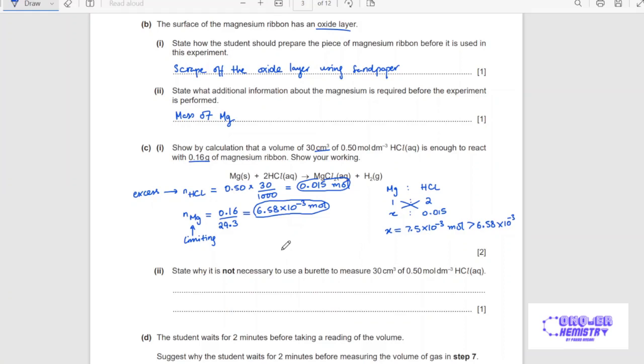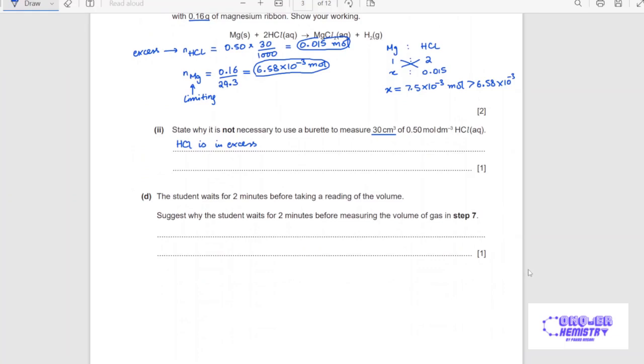Now part 2 says, state why it is not necessary to use a burette to measure the 30 cubic centimeters of HCl. Well, the reason is that it is in excess, right? So we're already going above the amount of HCl that we actually require. So it doesn't need to be measured that accurately. So that's what I'm going to write. HCl is in excess. All right. So that is enough for an explanation. HCl is in excess, right? It's not the exact amount that you need to react with all of the magnesium. So it doesn't need to be measured that accurately.